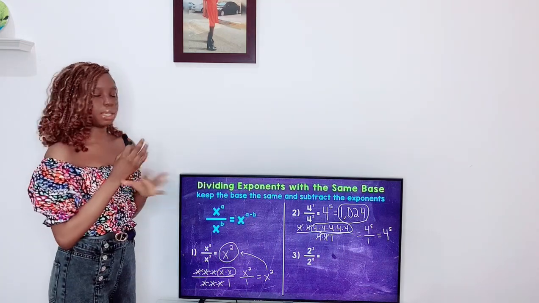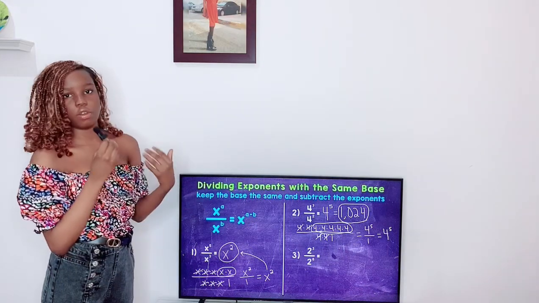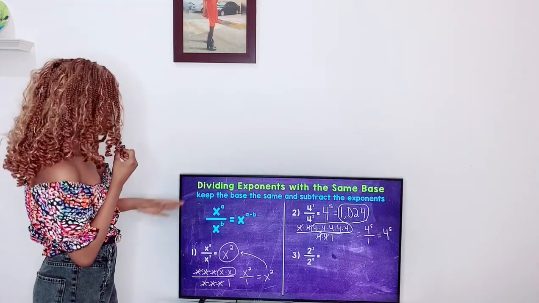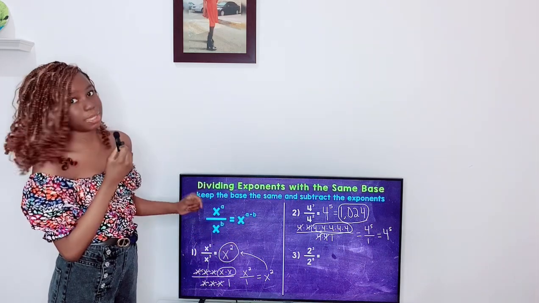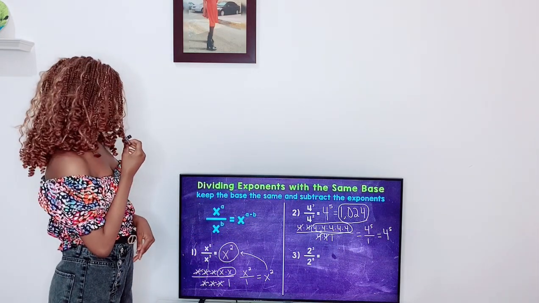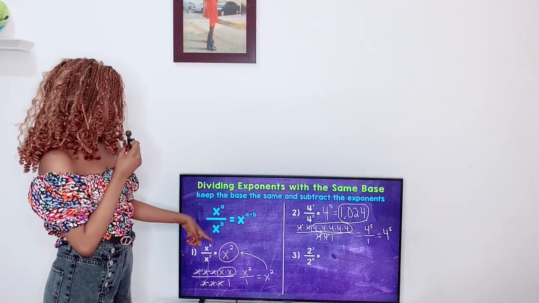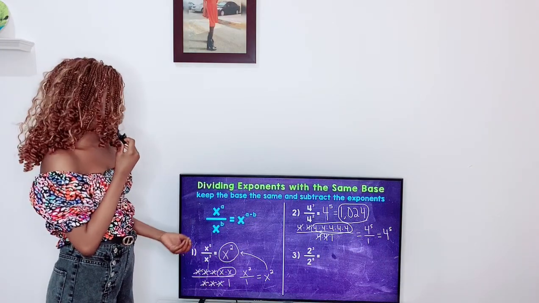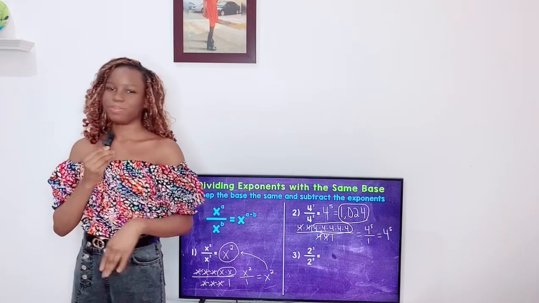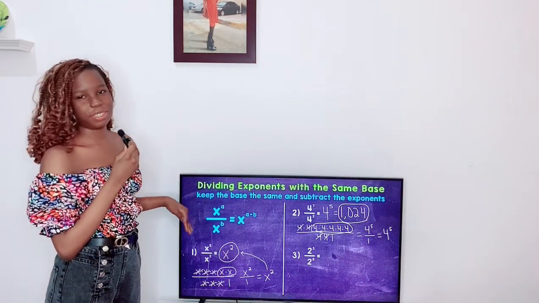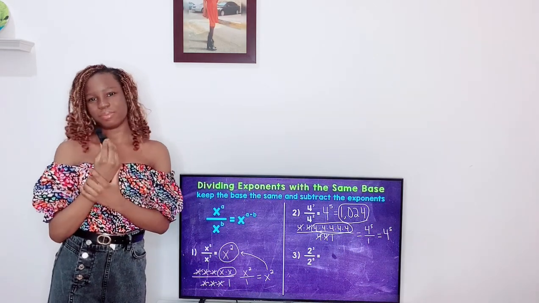Now, technically it's already here on the board, but this is a little bit of reference of what I mean, okay? So basically keep the base the same. As you can see, we didn't do anything to the base. The base is the same, x. And then we subtract the exponents. A and B are the exponents. A minus B, let's say, will give us C. Now, this is just a reference. Okay, so let's move on to an actual example to make things more clear.